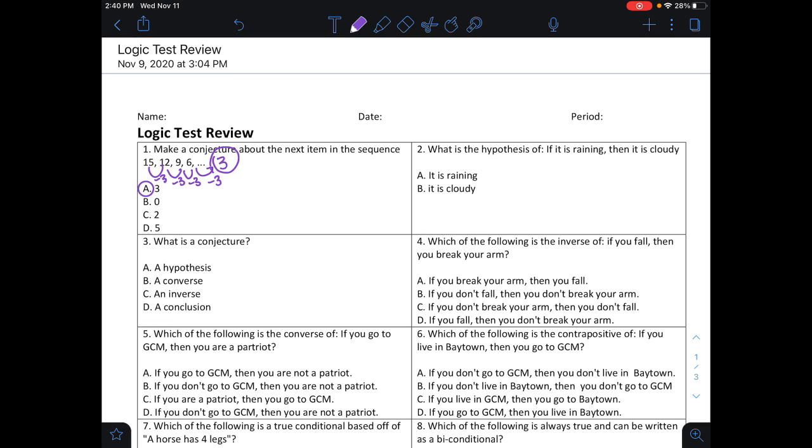All right, number 2. What is the hypothesis? Hypothesis is going to be P. If it's raining, then it's cloudy. So the part that comes after the word if is the hypothesis. The part that comes after then is the conclusion. So it is raining is the hypothesis.